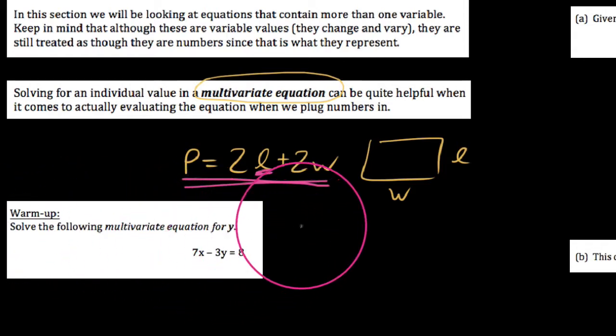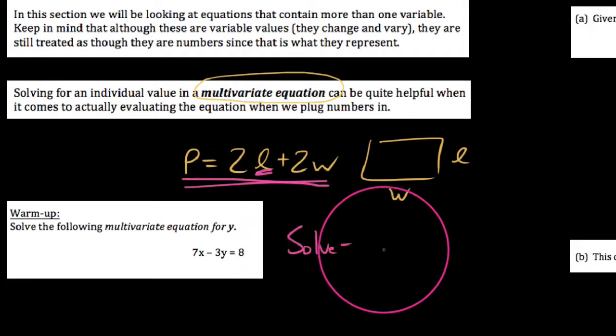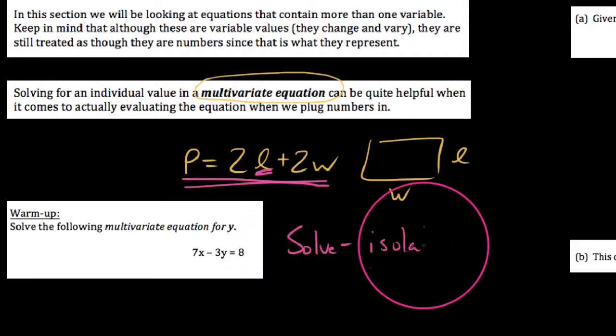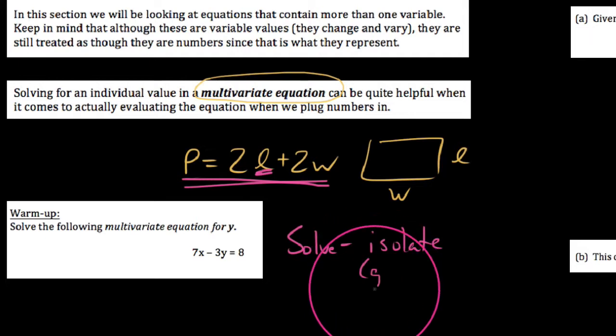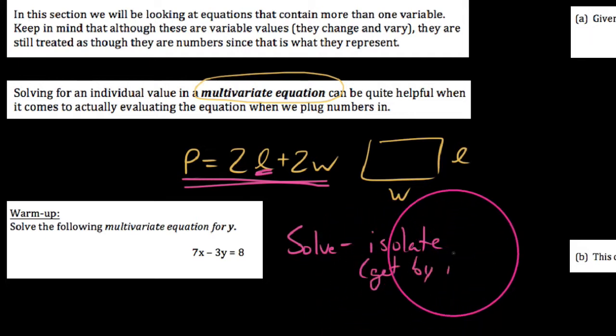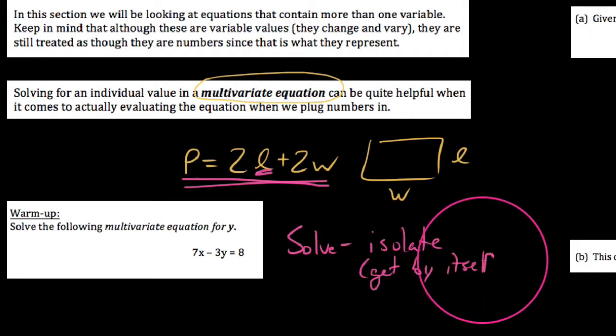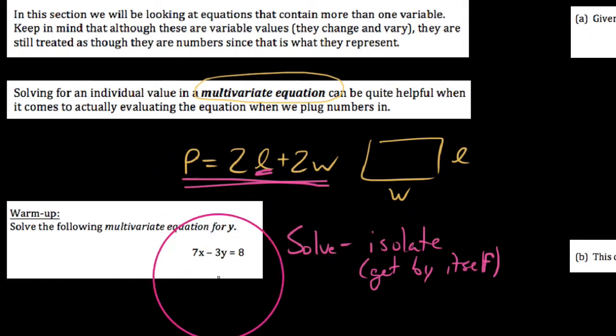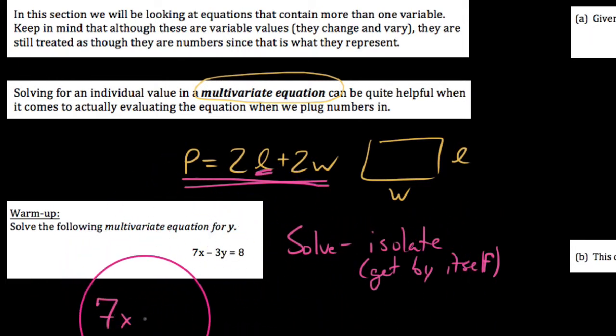And recall, when you say solve, this means isolate, okay? This is what we want to do. Isolate means to get by itself. Get by itself. And we're going to get these things by itself by using a series of inverse transformations. So when we look at this equation here, we say 7x minus 3y equals 8.